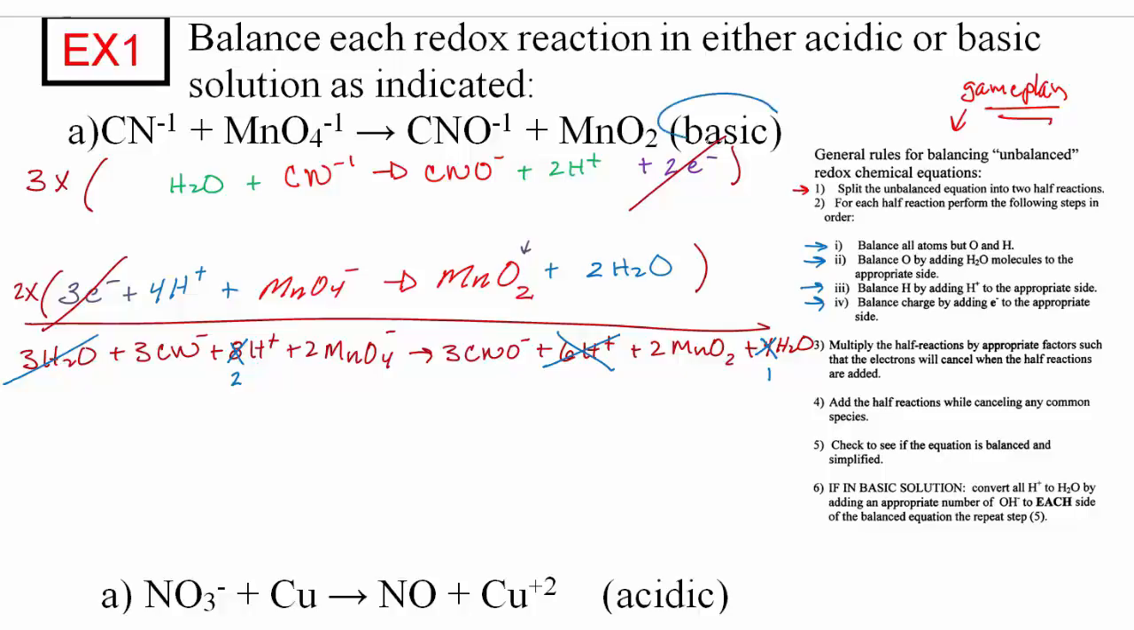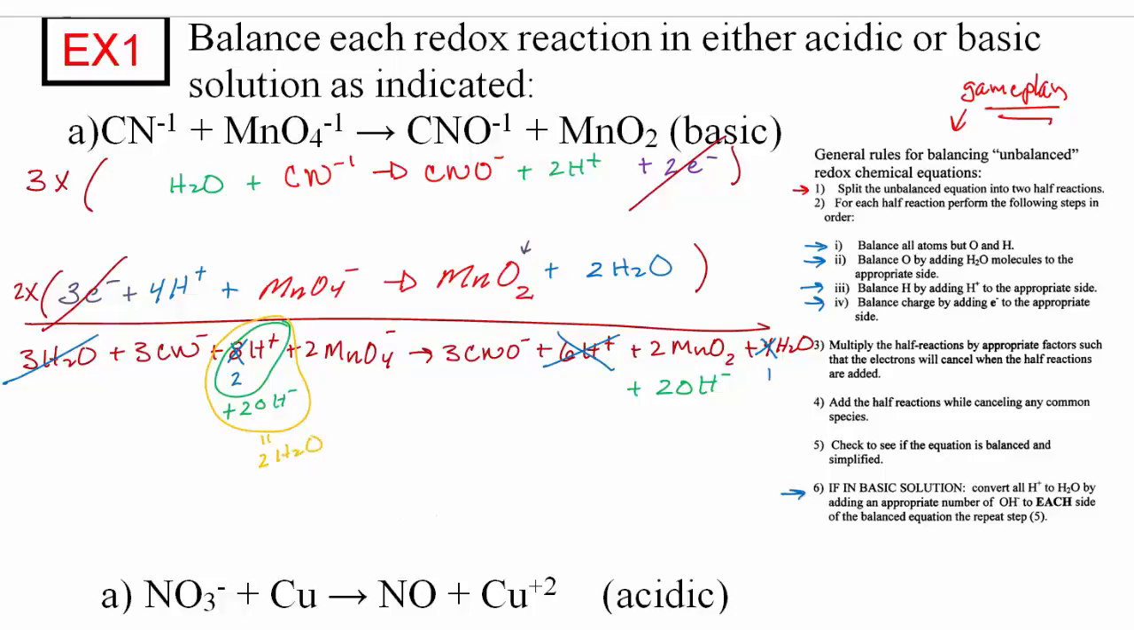If this would have said acidic solution, we'd be done, but we're not. We're in basic solution, so we have to do this step 6. Convert all H pluses to water by adding an appropriate number of hydroxides to each side of the balanced equation. So I have 2 hydrogen ions, so I have to add 2 hydroxides over here. I have to add 2 hydroxides over here. Those hydroxides combine with the 2 hydrogen ions to make 2 waters.